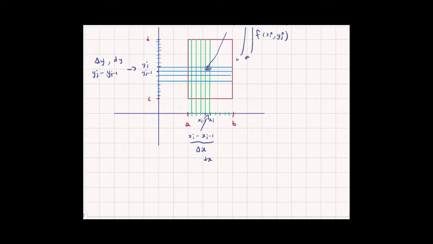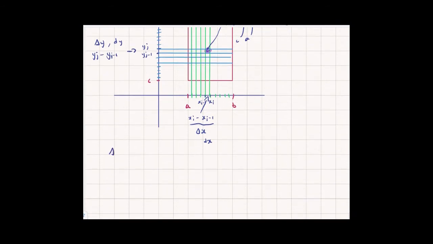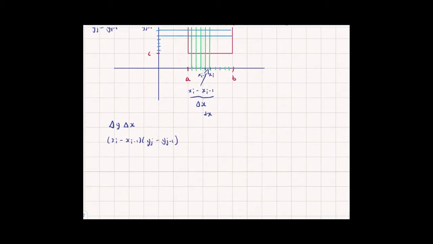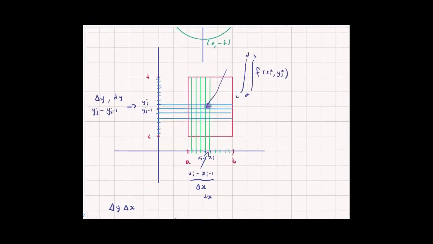So the area of that actual little box is going to be delta y times delta x, or in this case it'll be x_i minus x_{i-1} times y_j minus y_{j-1}. And when we take the limit, this is going to turn into dx dy. So I'm multiplying by this dx dy. This is the dA, the infinitesimal unit of area.